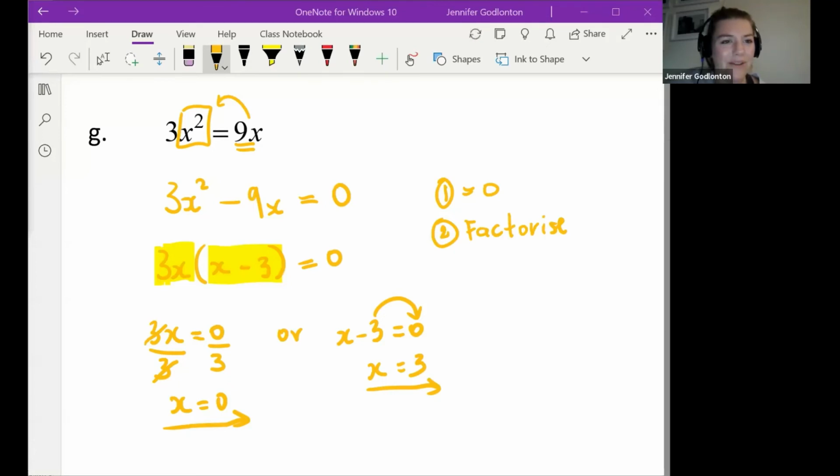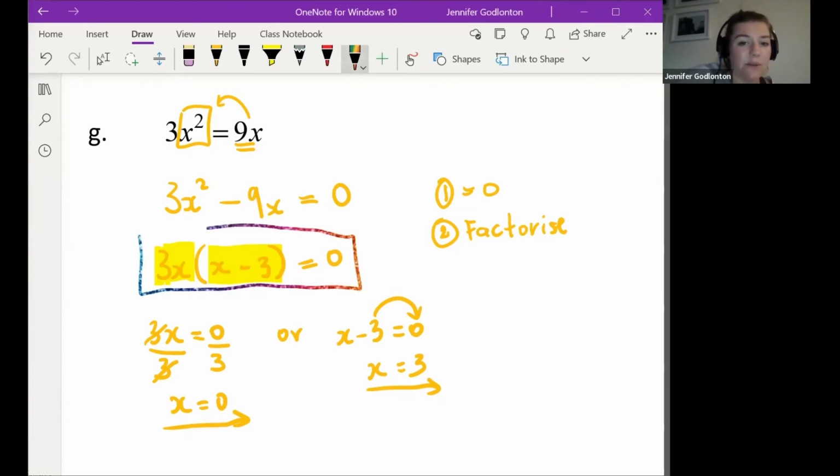Ma'am, I want to ask, where did the 9 go? Because now I see x minus 3 equals 0. Okay, so in this step over here, sweetheart, we factorized. So we took out our highest common factor. And when we factorize, when we re-multiply this in here, we need to get what we started with. So 3x times x gives me 3x squared, and 3x times negative 3 gives me negative 9x. So what we did over here is we factorized by taking out a highest common factor. Oh, thank you, ma'am.